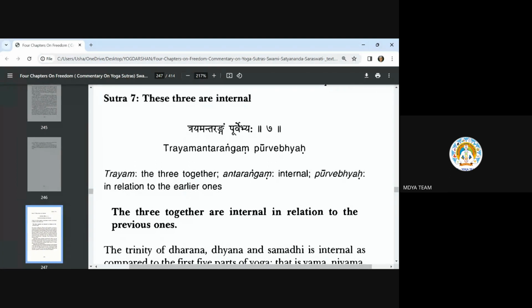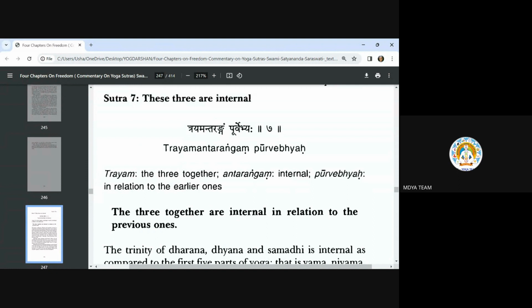antaranga practices. Yesterday, you remember, I've explained to you about the antaranga and the bahiranga practices. Can one of you quickly tell me what are the antaranga practices of the Ashtanga Yoga? Yama, Niyama, Asana, Pranayama, Pratyahara are the Bahiranga practices, madam. Dharana, Dhyana, Samadhi are the internal practices.